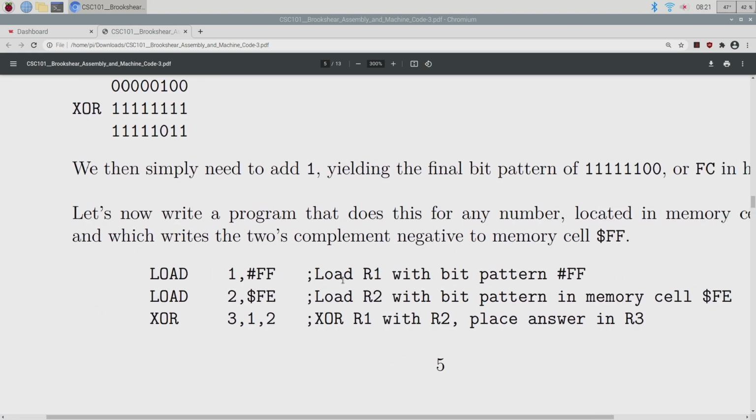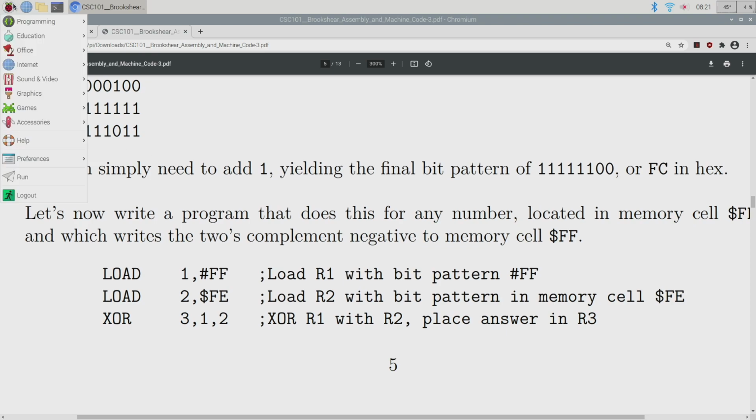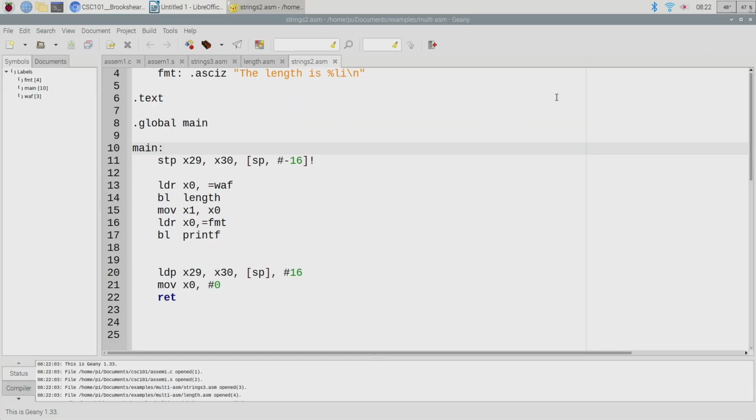Okay, so let's write a program. In fact, let me just start a new document. Let's see, Office Writer. Actually, I don't know why I'm doing it there. Let me do it in an actual IDE.